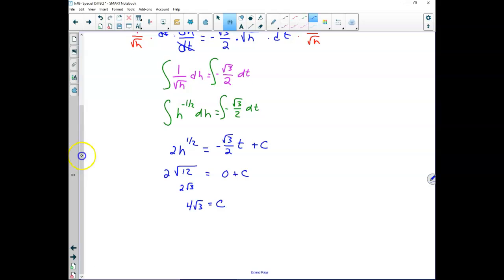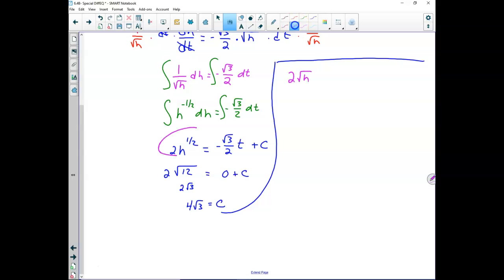Okay? And thereafter, our particular solution here. So I've just found c. And what I'm going to do now is I'm going to say, well, okay. So I have basically 2 square root of h. And what I'm doing is I'm coming right here, and I'm using that, and I'm just pulling my power out. And I'm going to say that equals negative root 3 over 2 times t plus 4 square roots of 3.